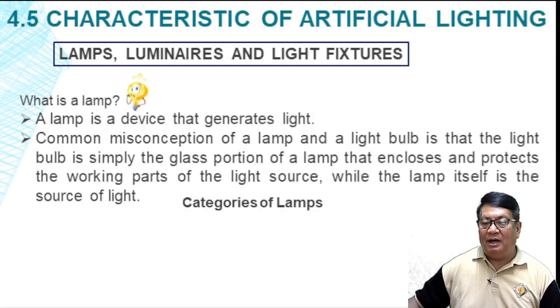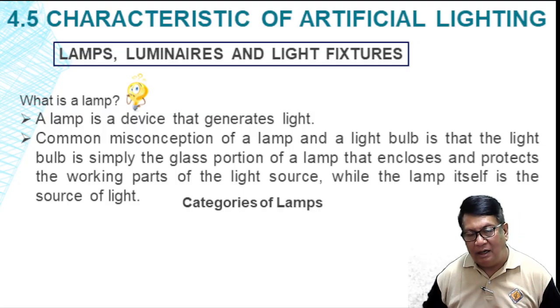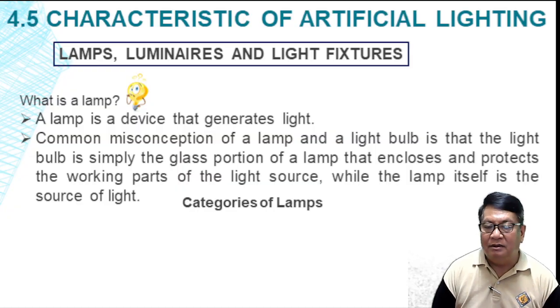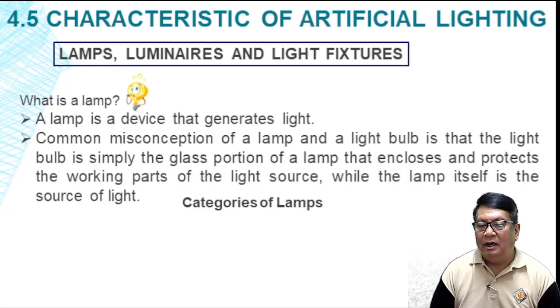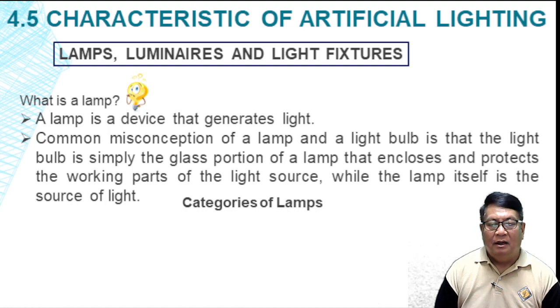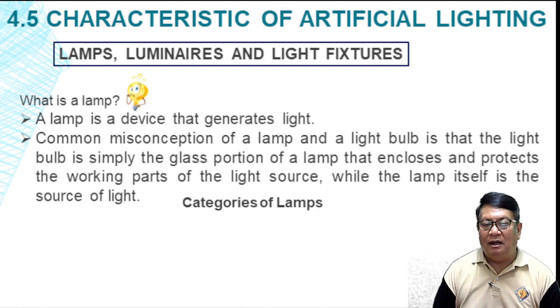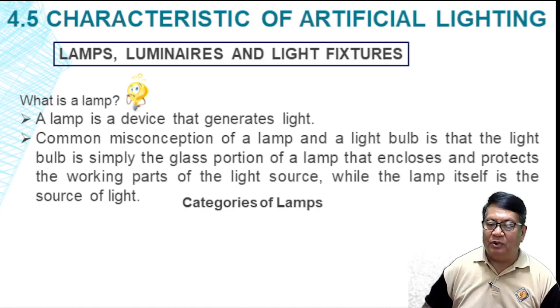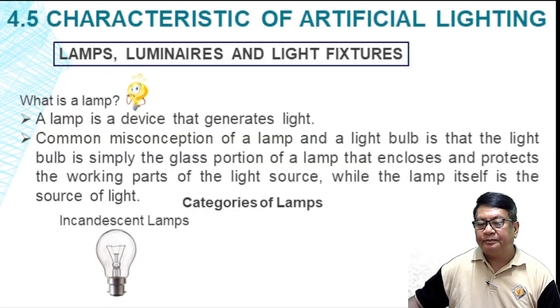A common misconception about a lamp and a light bulb is that the light bulb is simply the glass portion of a lamp that encloses and protects the working parts of the light source, while the lamp itself is the source of light. So the source of light is the lamp itself, and the bulb is the external glass that will protect the lamp.